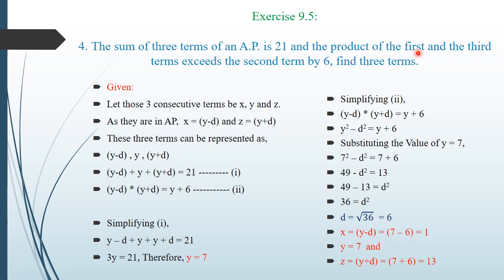Second statement is the first and third term product. Product of first and third term, that is 13 into 1 is 13. It exceeds the second term by 6. Second term is 7. If I add 6 to this, that is 13. Therefore, the second statement is also verified. Therefore, those three terms which are present in AP are 1, 7 and 13.